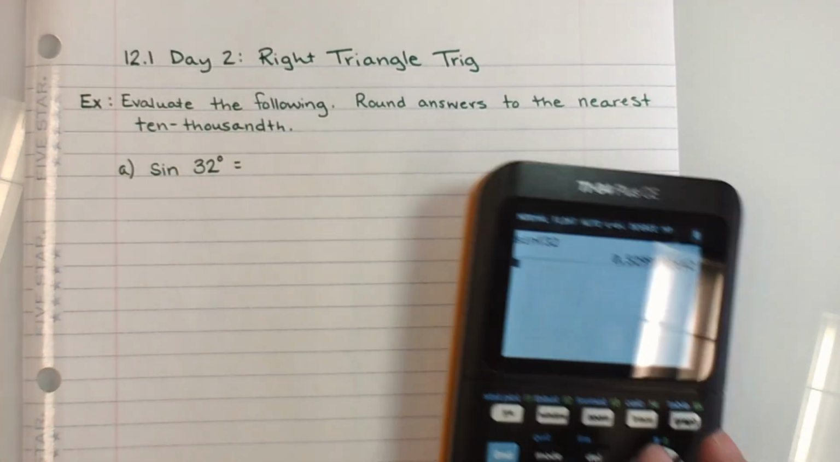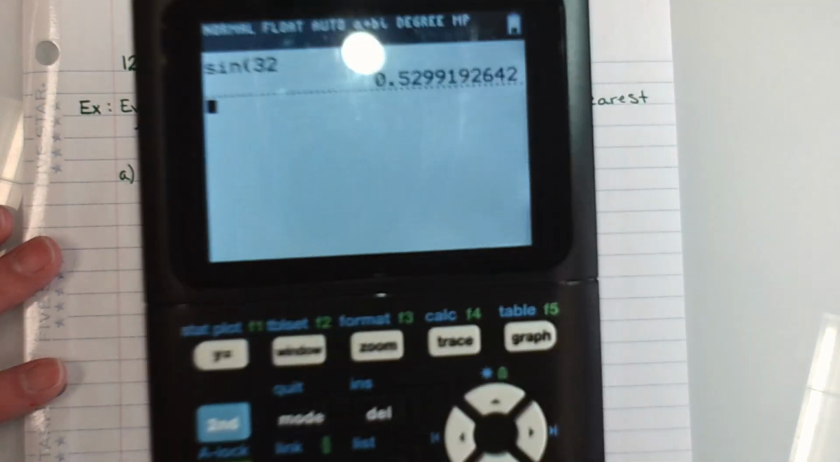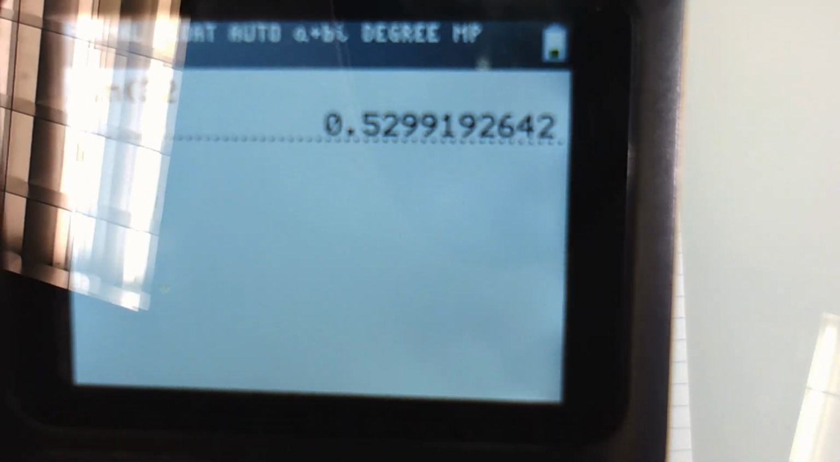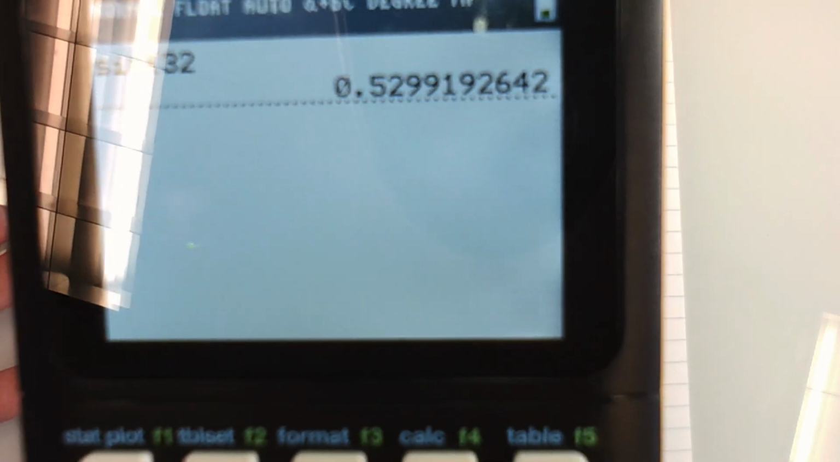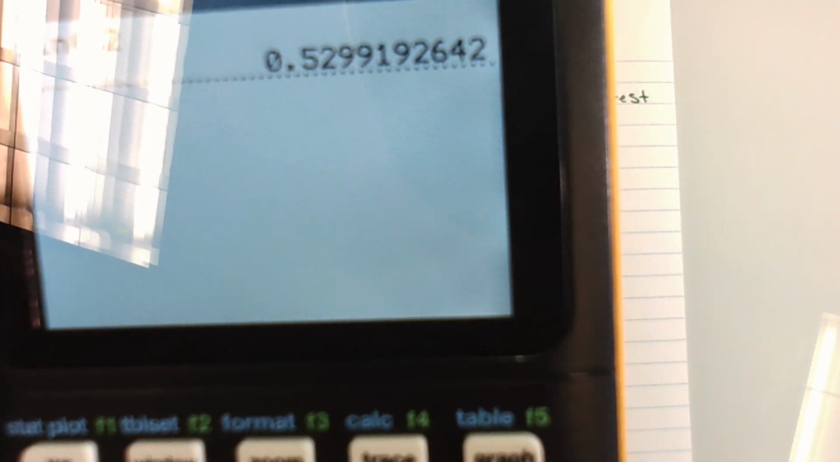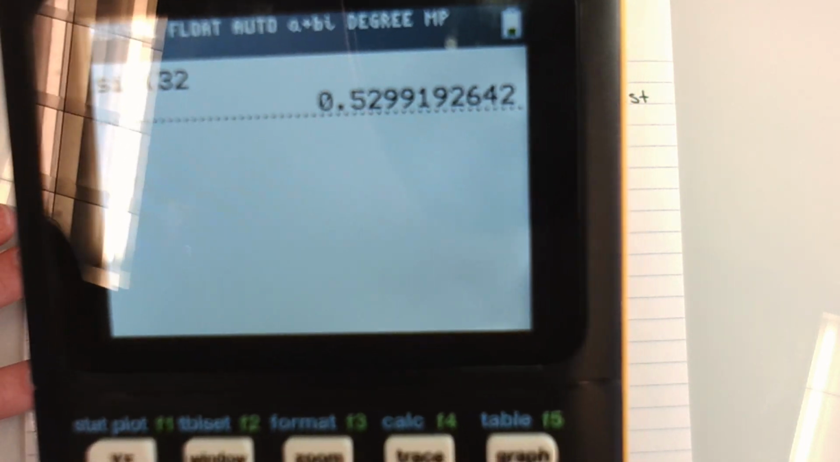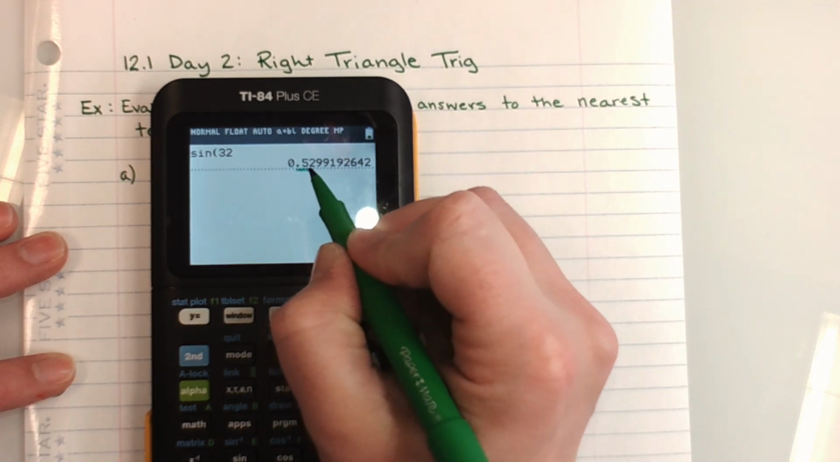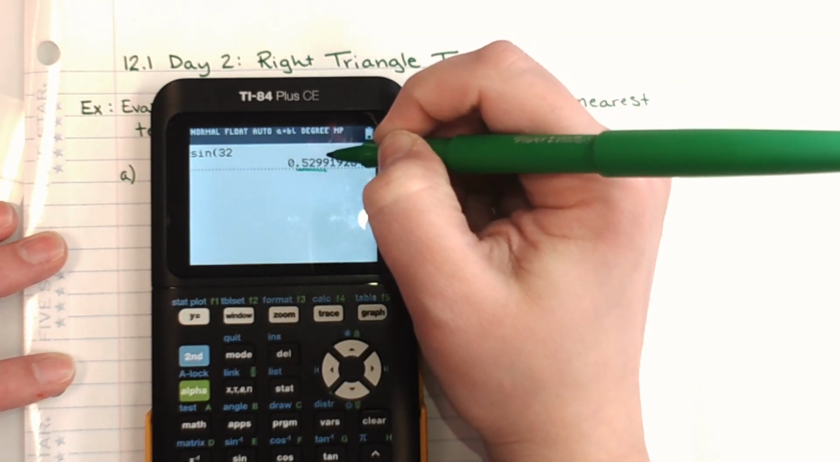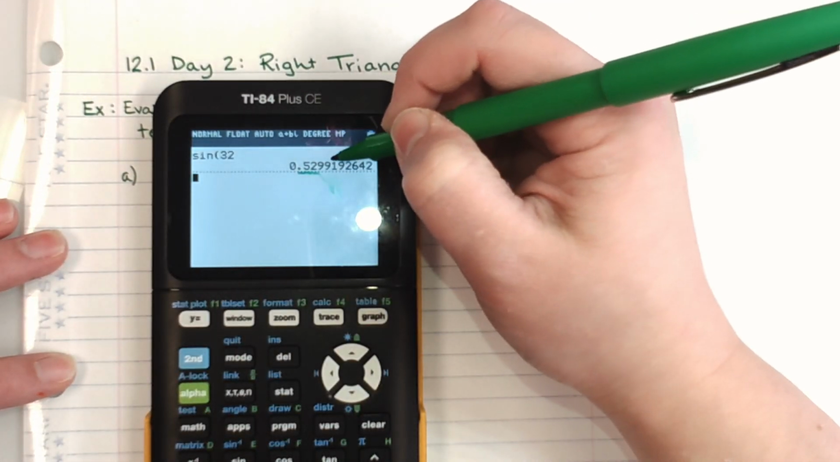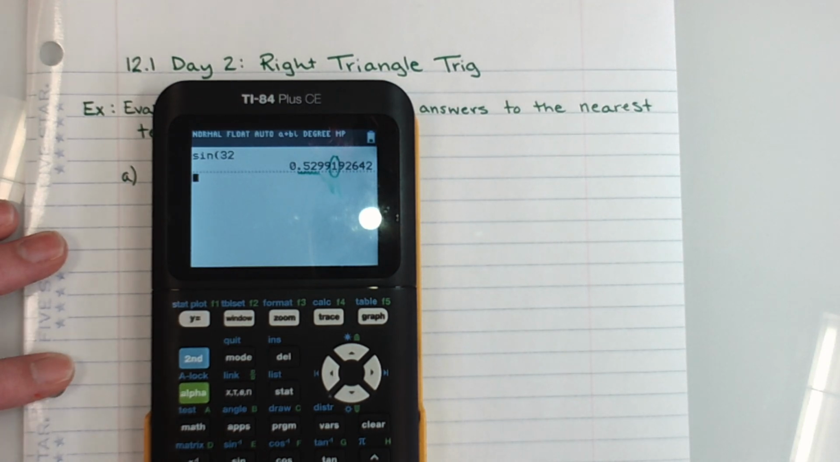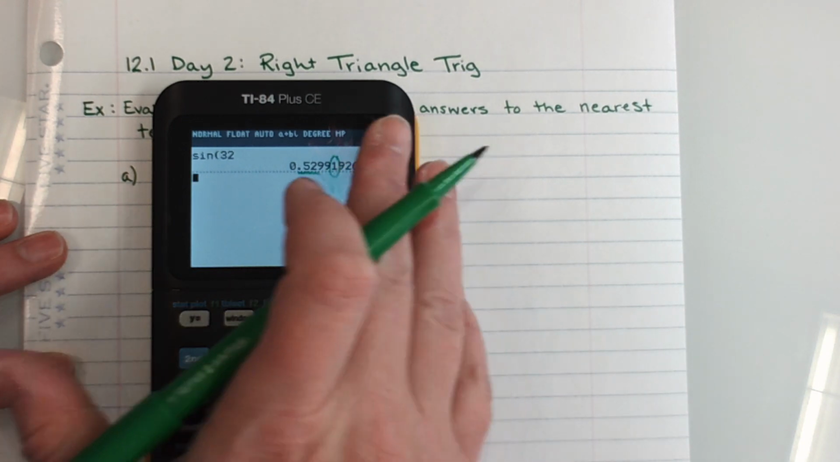Okay, so rounded to the nearest 10,000th. What's it look like? 0.5299, if you're going to 4 decimal places. Remember, with rounding, you look at the number of decimal places you have, you look one further. You ask if that is 5 or bigger, then you round up. If it is not 5 or bigger, you do not round up. You leave it as is, 0.5299.